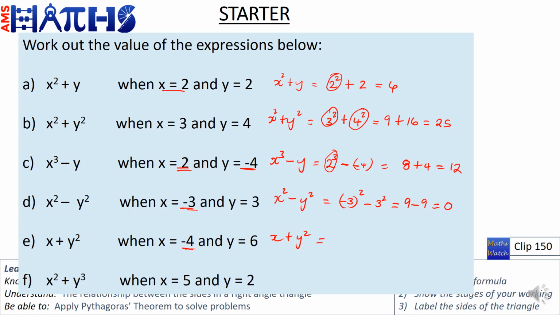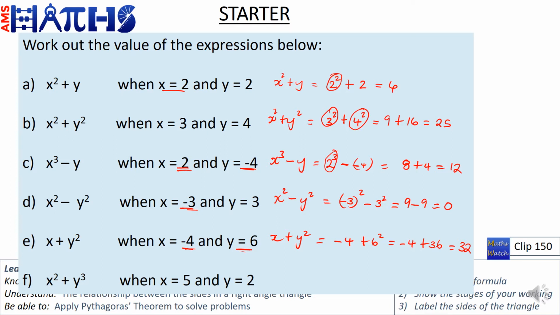x is minus 4 and y is 6, so we add 6 squared, so we get minus 4 plus 36, which is the same as 36 minus 4, so that will give us 32.